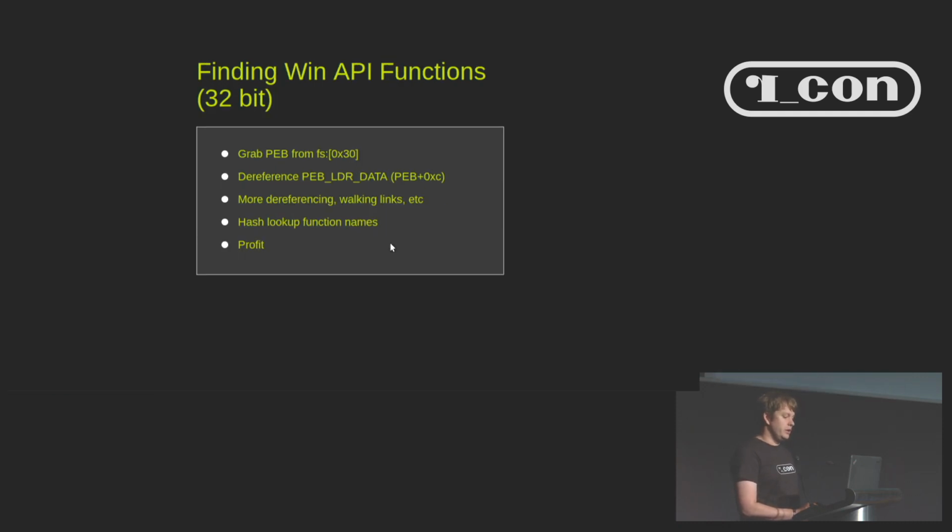The process environment block is found at fs, dereference fs plus 0x30. The FS register holds a pointer to the thread environment block for a Windows process in 32-bit. 0x30 bytes into it is the pointer to the PEB, so if you dereference that, you get to the PEB structure. If you go 0xc bytes into that, then you get another structure, and you keep walking down. In a little bit, I'll show you a demo that actually goes through the malware as it's doing this. There's a couple key aspects that make it easier to identify, but we'll get to that when we see the malware.